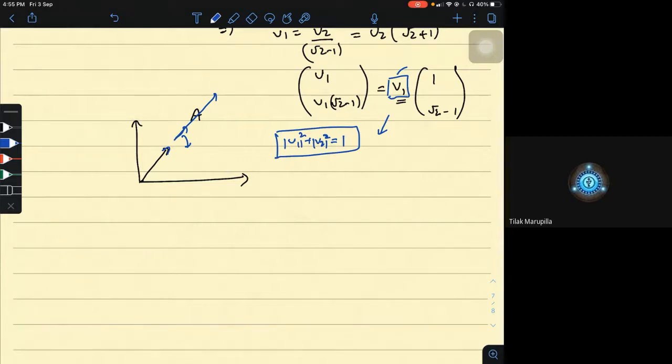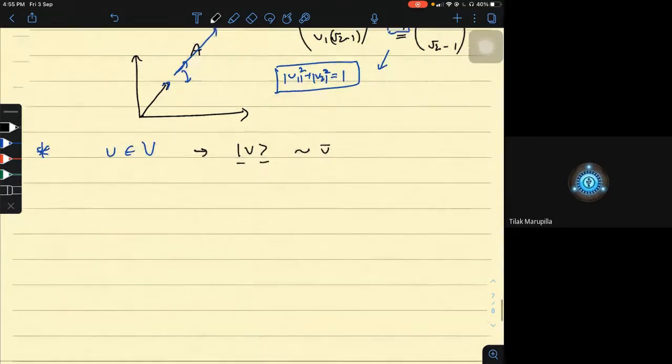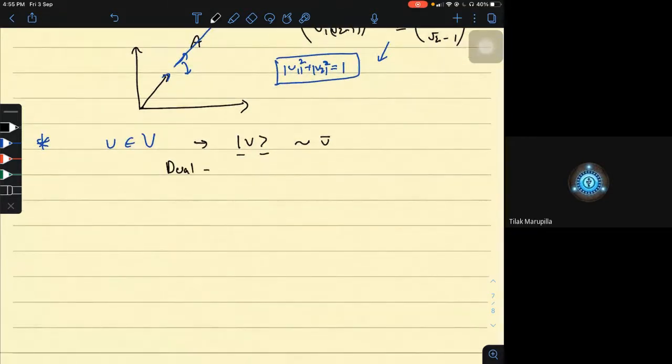So some more notation. I hope this was clear. Some more notation which we wish to introduce now. A vector V belonging to the vector space V can also be written using something called the Dirac notation, as just this bracket V. So this denotes a vector, the same as vector V. And the dual can be written as this, where I just changed the side of the brackets.